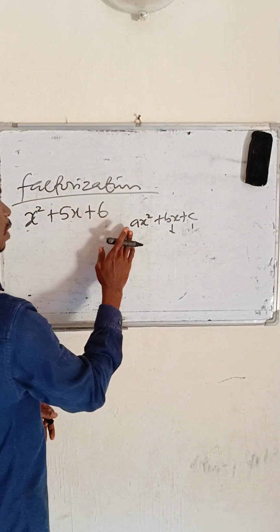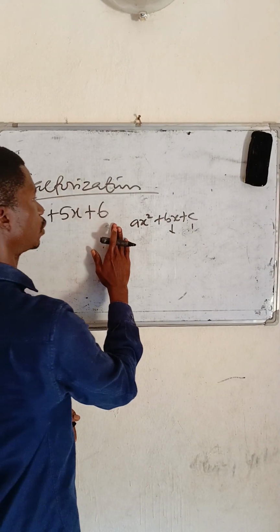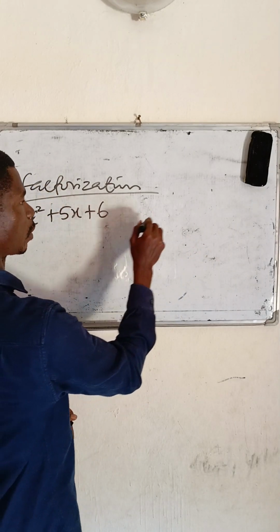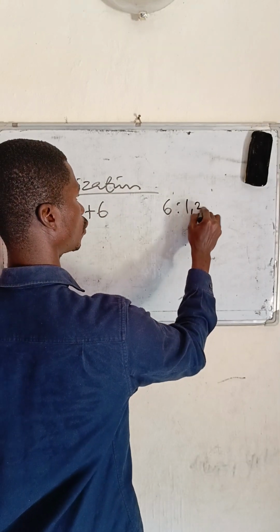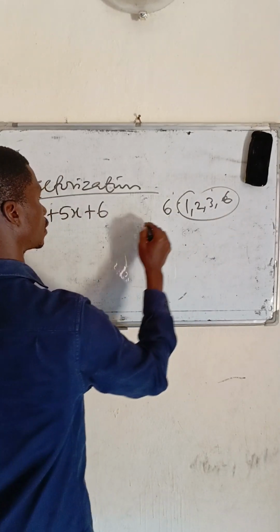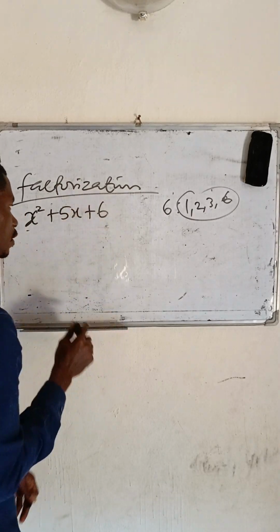That's what I'm doing now. So what you're going to add that will give you 5, and if you multiply it, it will give you 6. So that particular number should be among the factors of this. What are the factors of 6? 1, 2, 3, and 6. So inside these factors now, there are two numbers that if you add them, give you this one, and if you multiply them, give you this.